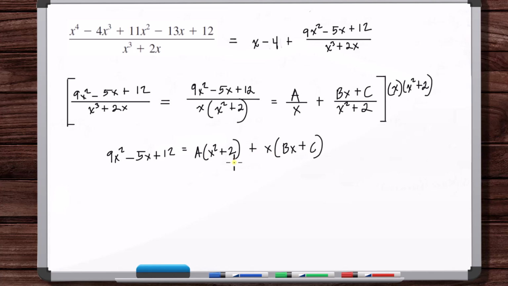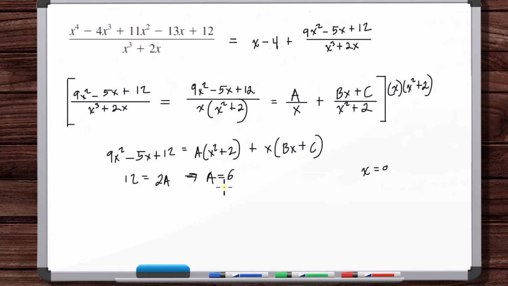Or you can distribute all this and then group the x squareds together, the x's together, and then the constants together, and equate those to the coefficients on this side. So you can do whatever you want, but let's do, if we say x is equal to 0, then we get 12 is equal to 2a. So a is equal to 6. That was pretty quick, right?